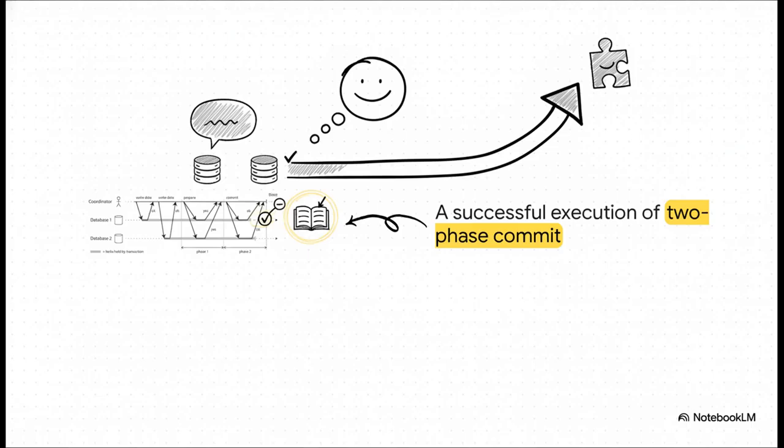Awesome. Once the coordinator collects all those yes votes, we hit what's called the commit point. This is where the coordinator writes its final decision to its own log on disk. Then we jump to Phase 2. The coordinator sends the actual commit command. Everyone acknowledges, and the transaction is successfully completed.